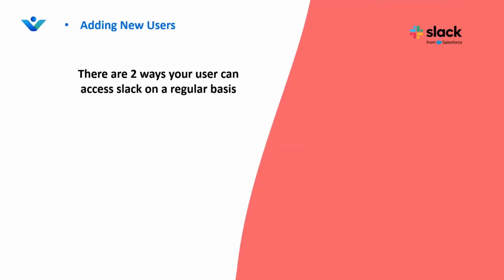So there are two ways your users can get access on a regular basis. One is user authentication with Slack. By providing the username and password associated with their Slack account, Slack allows users to securely log in. Another one is SSO, which means single sign-on. SSO is a system that enables users to securely authenticate with multiple applications, websites, and services through one login and one set of credentials.